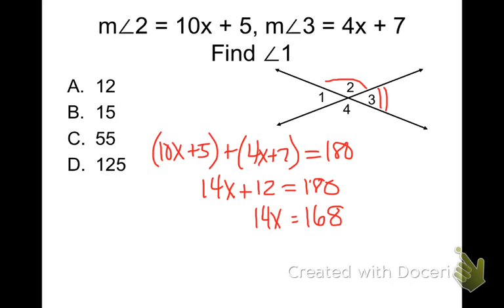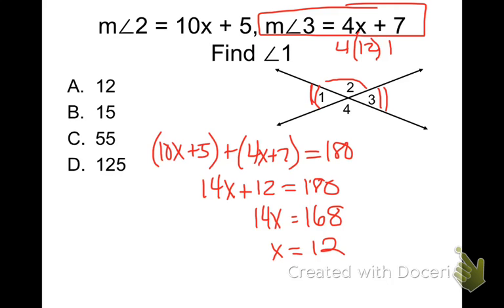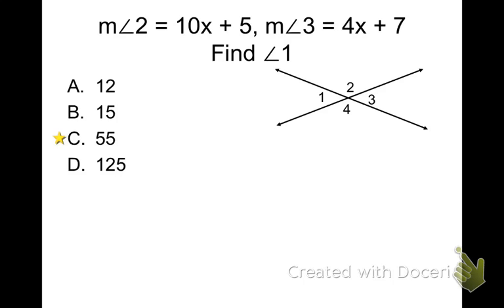Subtract 12, 14x is 168. Divide both sides by 14, and x is 12. So knowing that x is 12, and knowing that we have to find angle 1, well, angle 1 is a vertical angle with angle 3. So if we can figure out what angle 3 is equal to up here, then we have the measurement of angle 1. So we want to do 4 times 12 plus 7, so 48 plus 7, which gives us our final answer, 55.